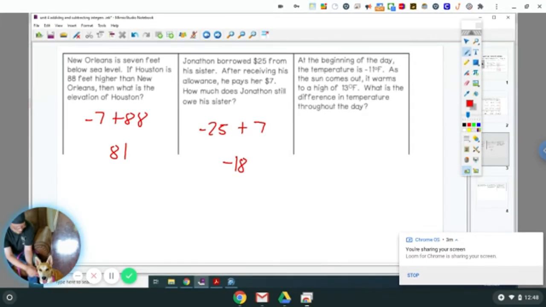At the beginning of the day, the temperature is negative 11 degrees. As the sun comes out, it warms to as high as 13 degrees. What is the difference in the temperature throughout the day? Difference means to subtract. If I would draw a number line, we're here at negative 11, how far did I go to get to positive 13? Well, it went plus 11 here and then plus 13 here. So it's a 27 degree difference in temperature.